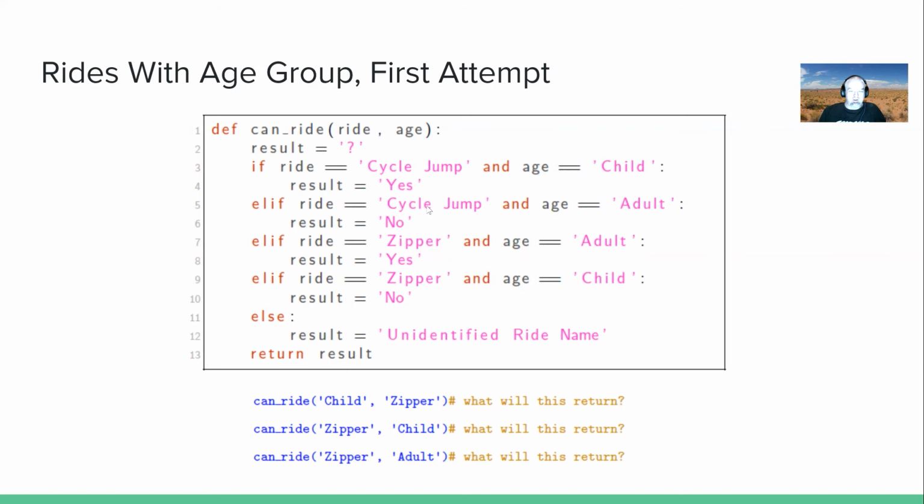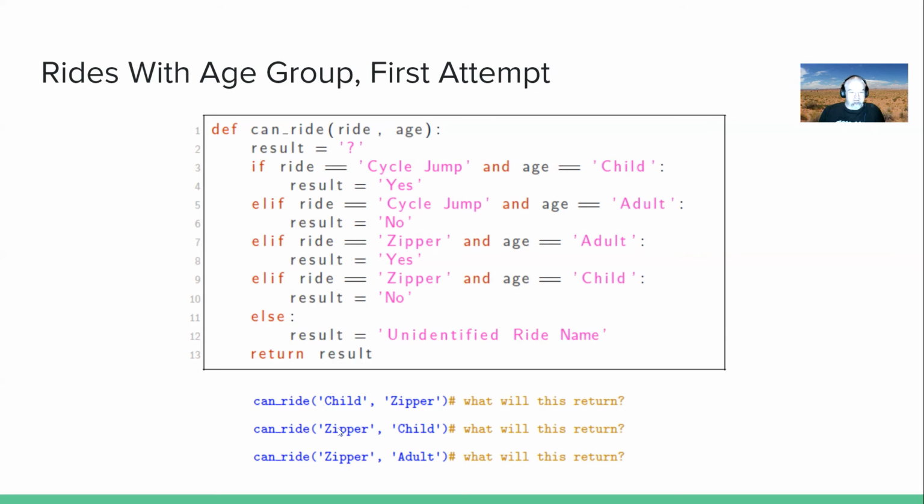And so necessarily that would be false. Same thing here, ride is equal to child, and so this would necessarily be false, and this is also an and statement. So we know that this would necessarily be false. Same thing here and same thing here, right? So ride is not equal to cycle jump or zipper, so all of these things would be false, and so we'd end up in the else category, where the result would be unidentified ride name, right? And child is an unidentified ride name. Child isn't a ride, it's an age, right?